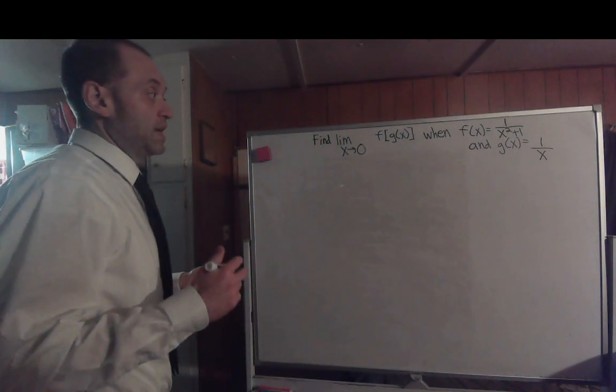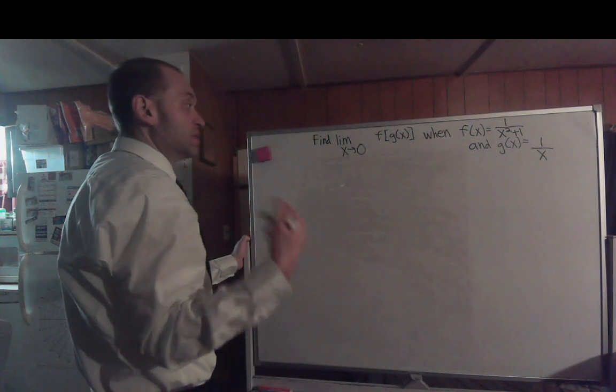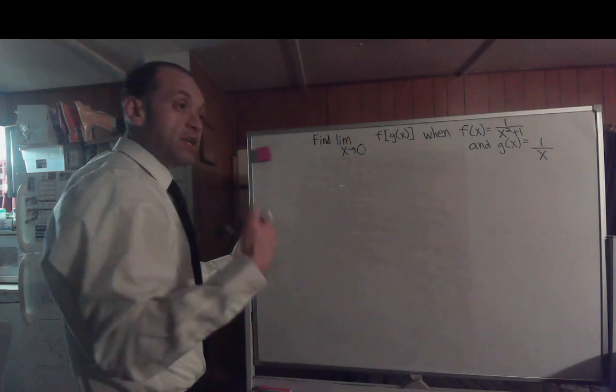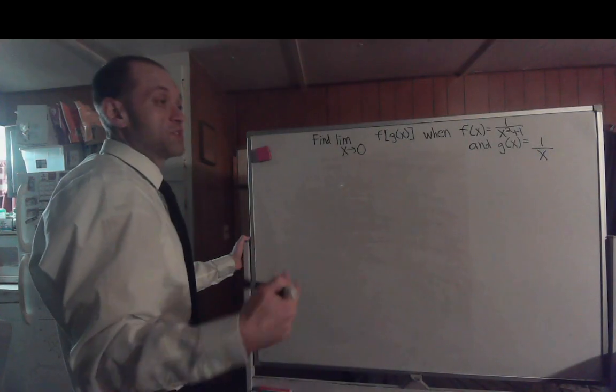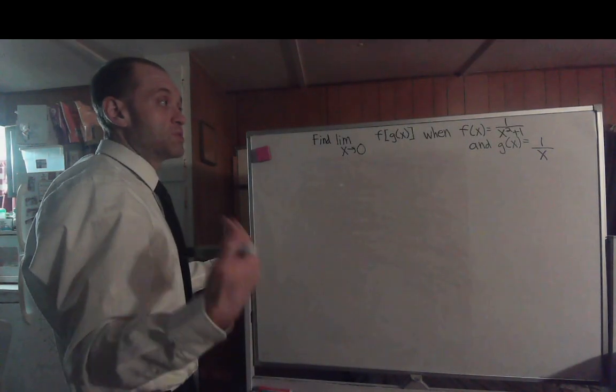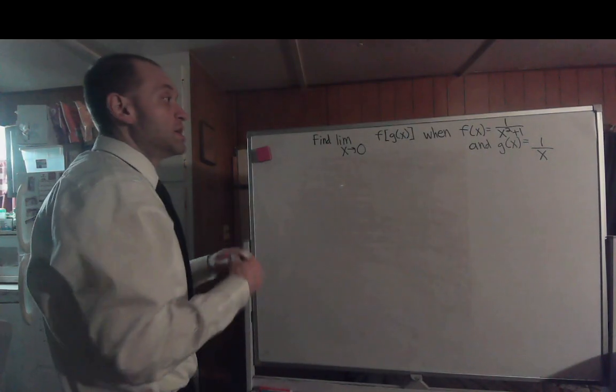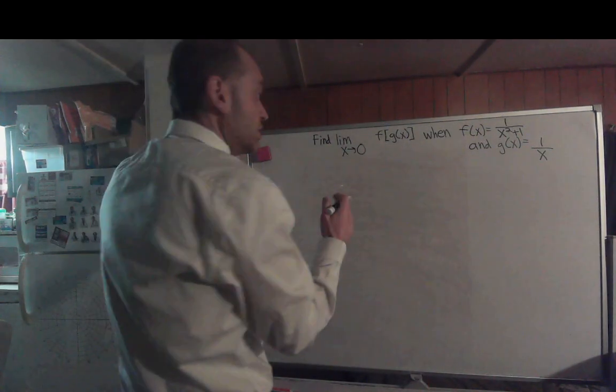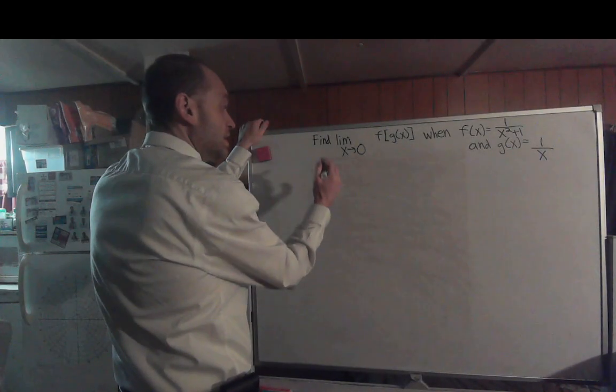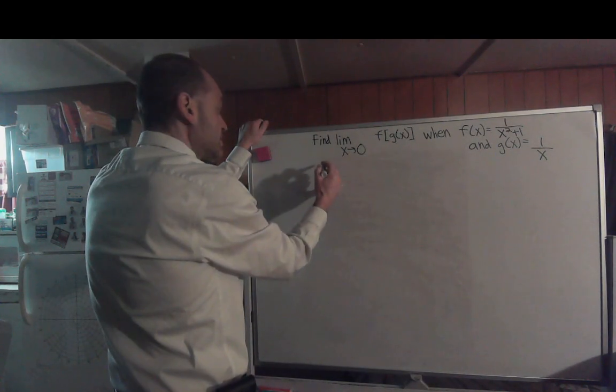Well, okay. Here's the thing. The general limit for g of x, if we take the limit as x approaches 0 of 1 over x, we know the general limit doesn't exist. So unfortunately, we can't use the shortcut formula. So what we need to do is take f of g of x.